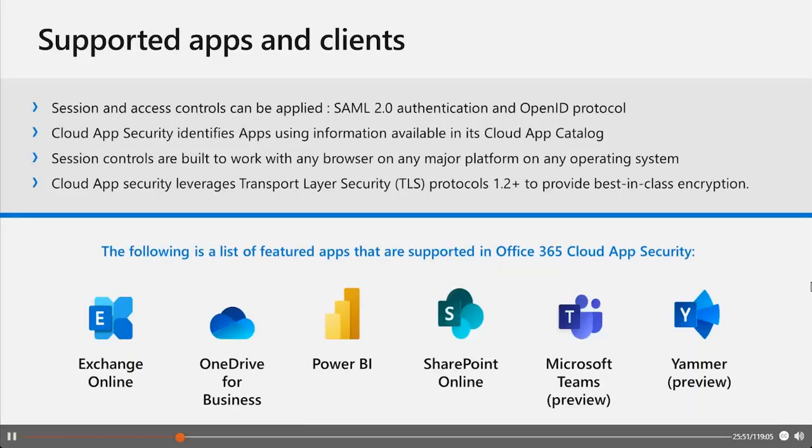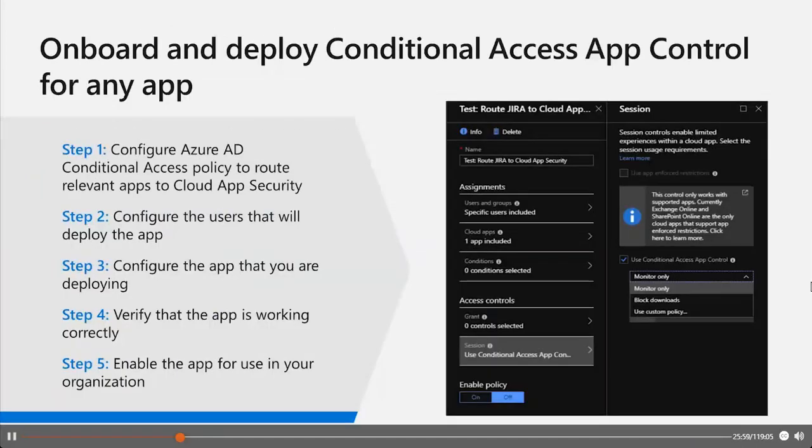So in these specific apps, we have a lot more controls than in others. Now that we know the featured applications, we take a look into the deployment of Conditional Access App Control for exactly these featured apps. And we can use a simple 4-step method to do that.